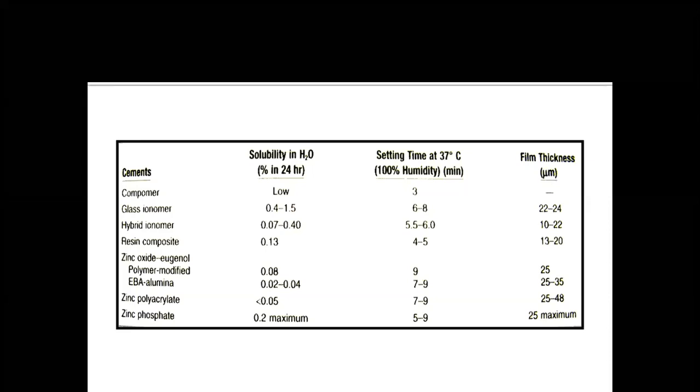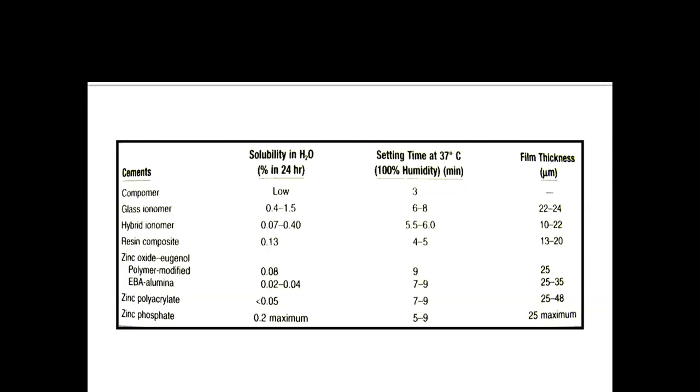Eugenol, again in polymer modified, it is 9. EBA is 7 to 9. Zinc polyacrylate, 7 to 9. And zinc phosphate, 5 to 9. That is 2.5 to 8 again.